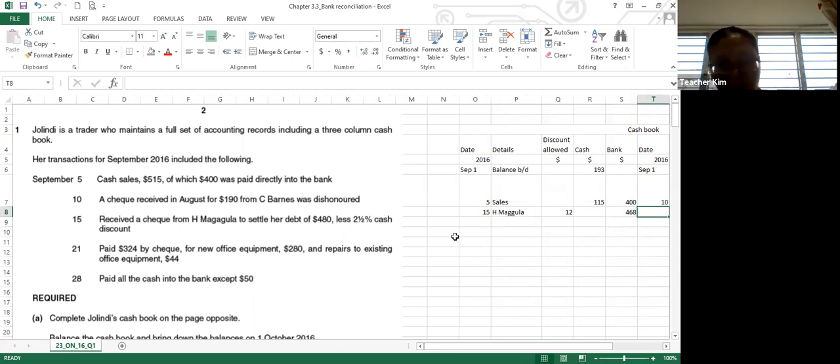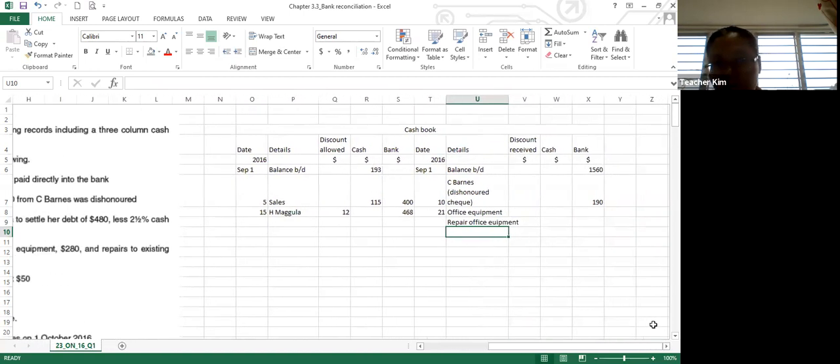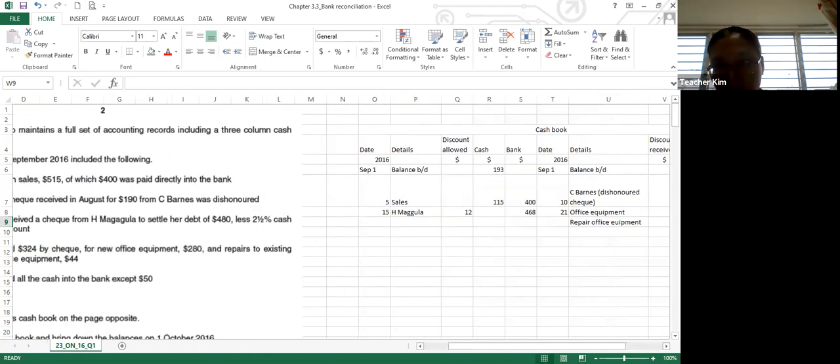Next is pay 324 by check for new office equipment. So this one is the 21st. Here we pay for the office equipment, and the amount is 280 and 44. So this is the account that we use.